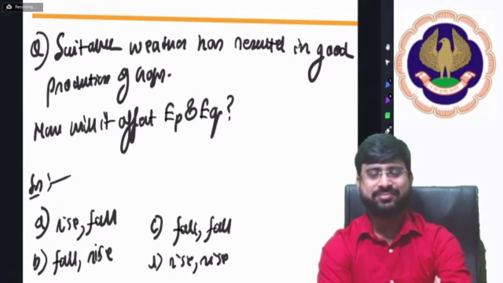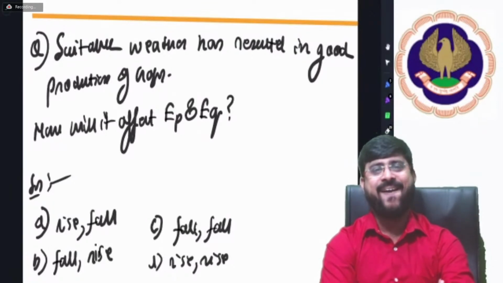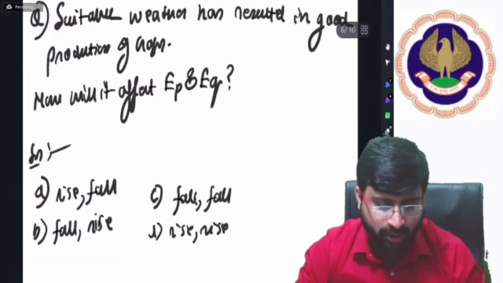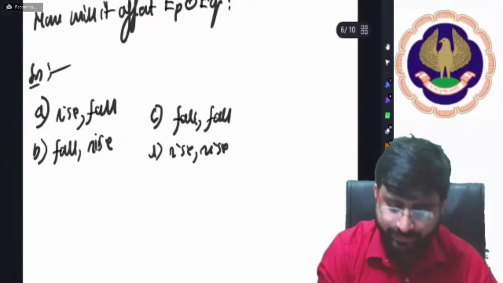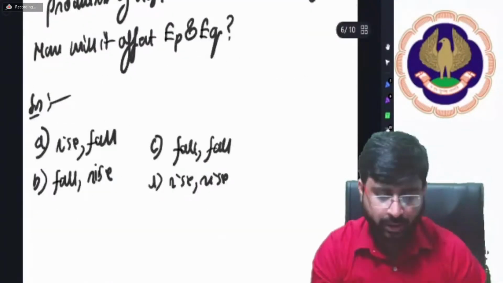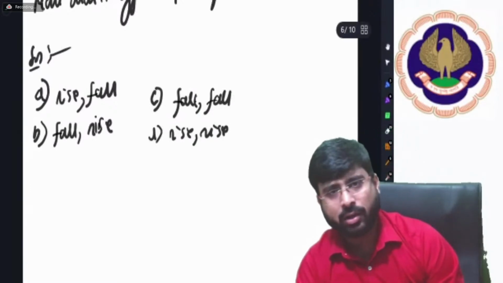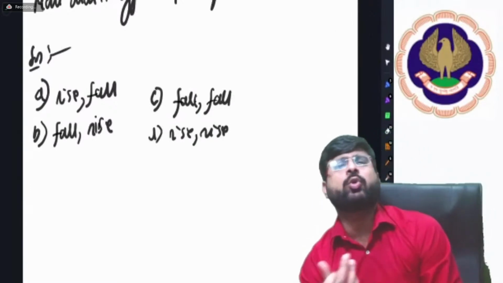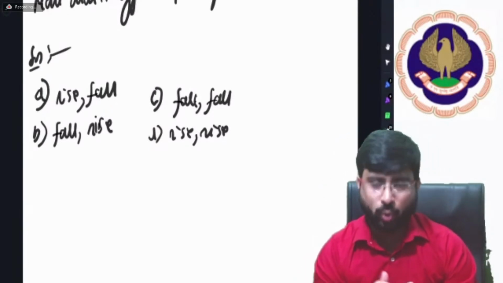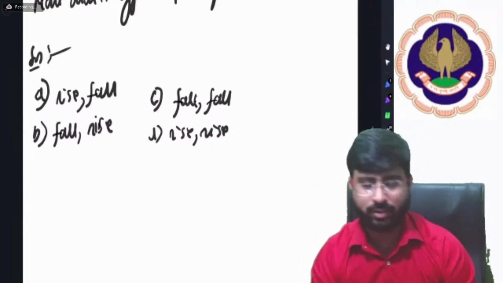Achha. Let's see. All right, let me show it to you how we go about it. Suitable weather. Now see, it is going to affect supply, it has resulted in more supply. So equilibrium quantity is going to rise. As far as demand is concerned, there is no change in demand. So quantity supplied has risen, as a result of which equilibrium quantity is going to rise.